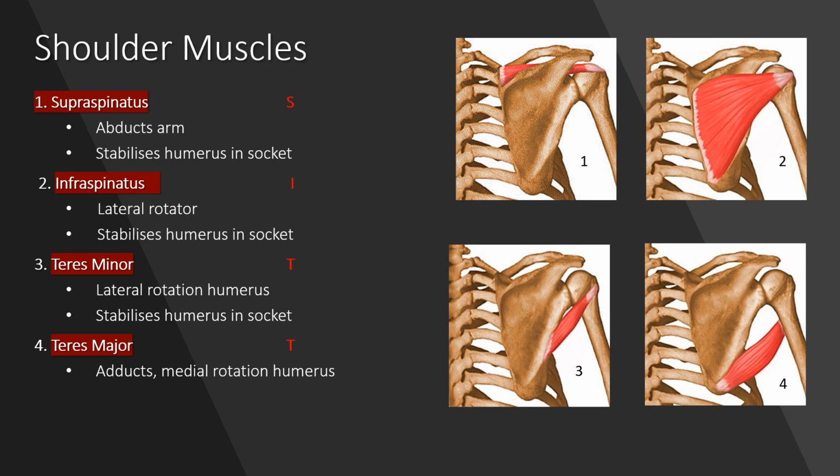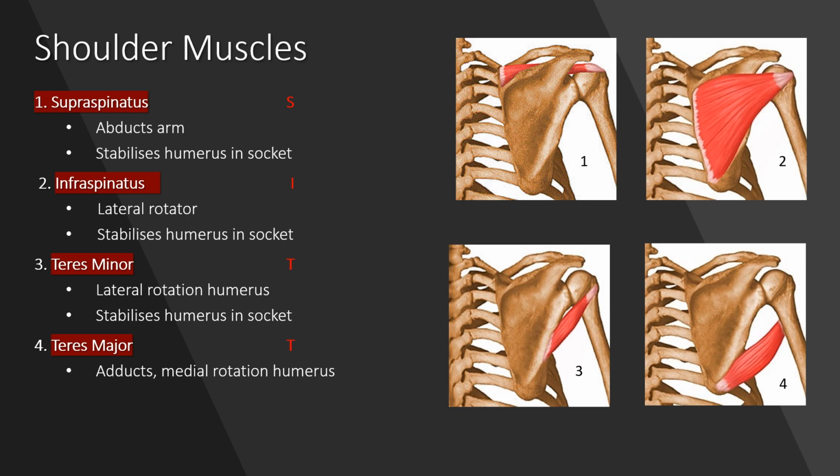Then we have teres major. Now, when you get a minor and a major muscle, and there's a few around the body, the minor always sits above the major. So if you think of the major as being the parent and the minor as the child, then the minor always sits on top of the major.